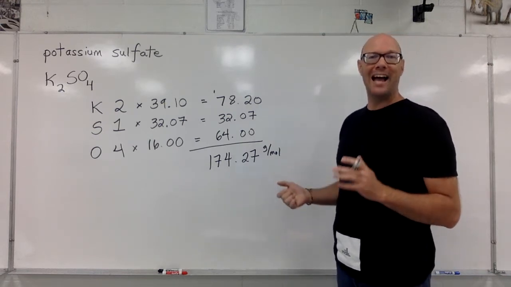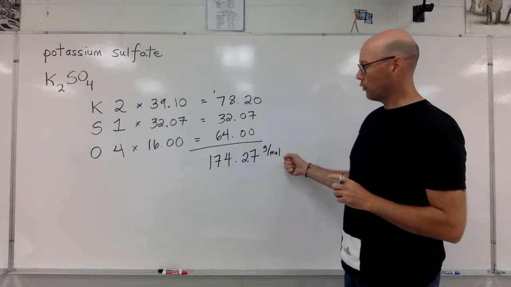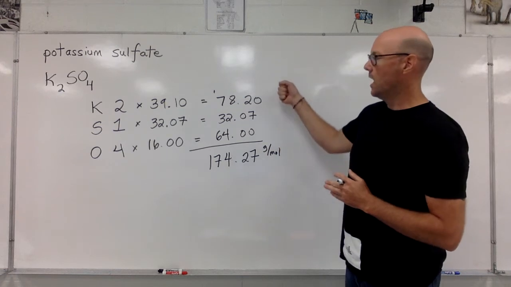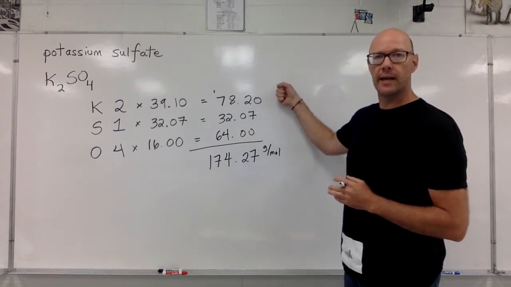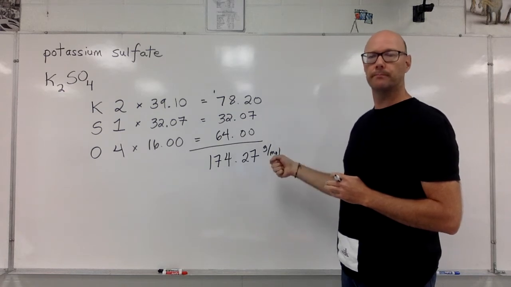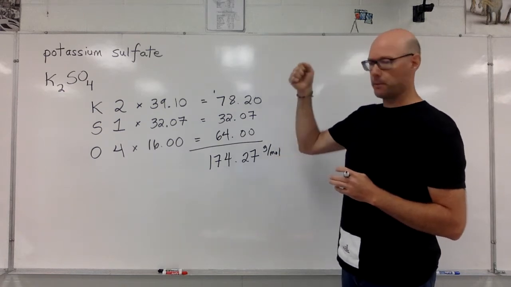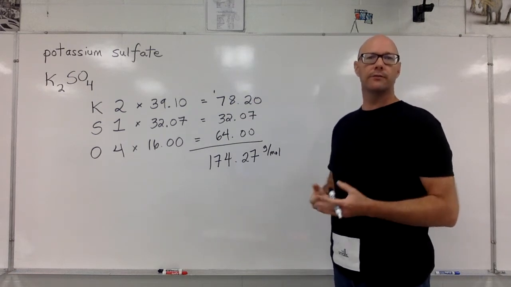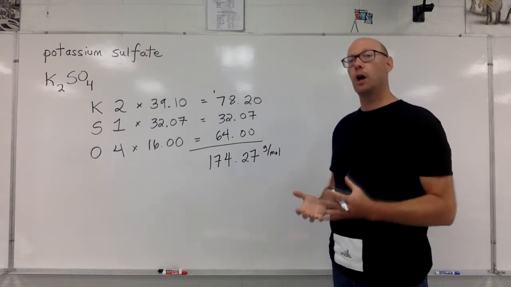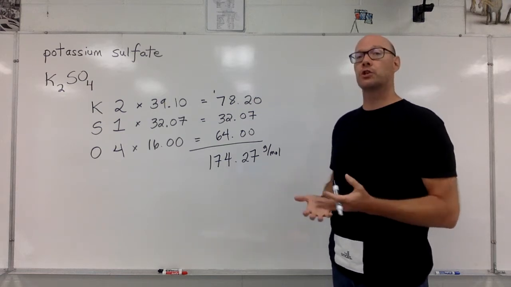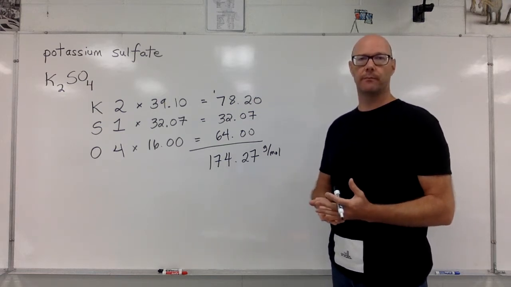In order to find the percent composition, I'm going to express each element's contribution to the molar mass as a percent. The overall molar mass is 174.27. The potassium's contribution to that was 78.2. I need to change that into a percent. I'm going to do that for the potassium, the sulfur, and the oxygen. I'm going to round off to 2 decimal places. I'm going to be conscious, though, when I'm actually given a problem, of maybe some instructions included in the question itself.